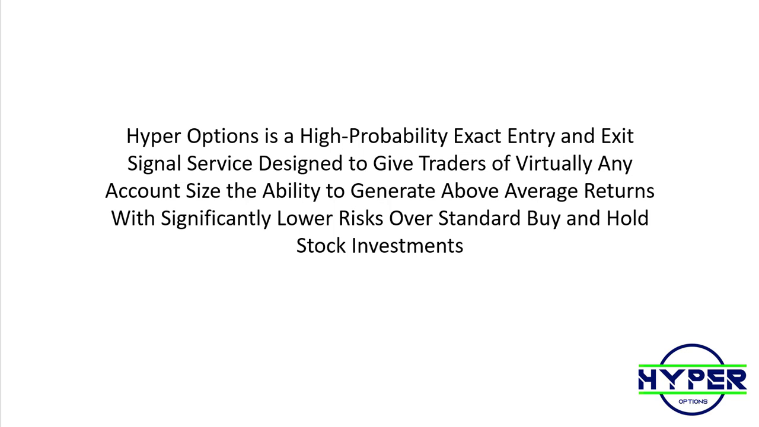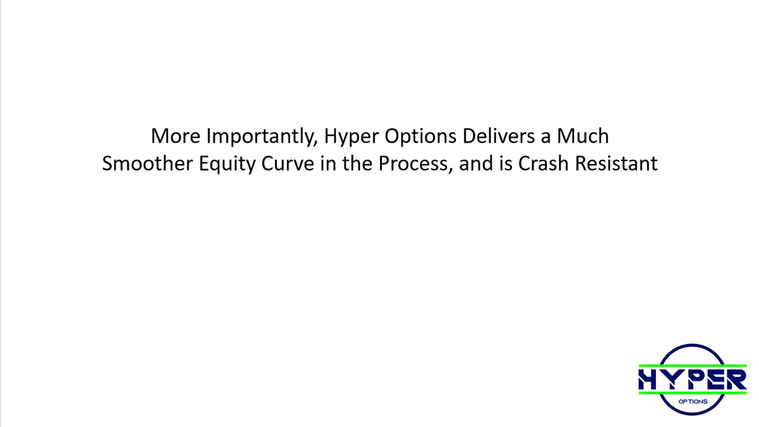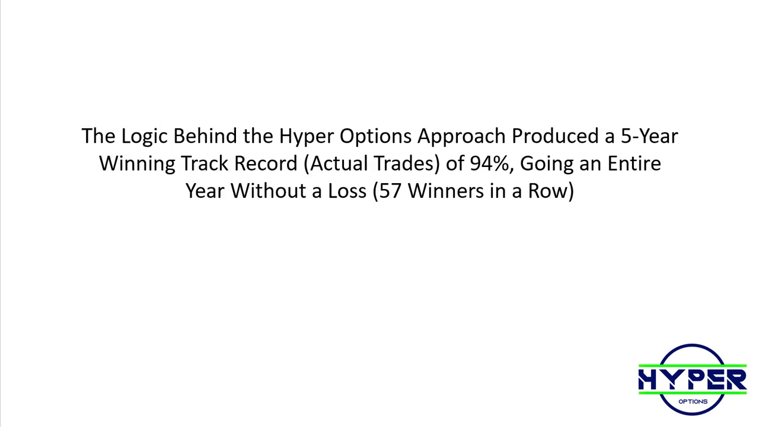Hyper options is a high probability exact entry and exit signal service designed to give traders of virtually any account size the ability to generate above average returns with significantly lower risks over standard buy and hold stock investments. In a nutshell, that's what hyper options is all about. But more importantly, hyper options delivers a much smoother equity curve in the process, and it is crash resistant. And I'll talk a lot about that here in a few minutes.